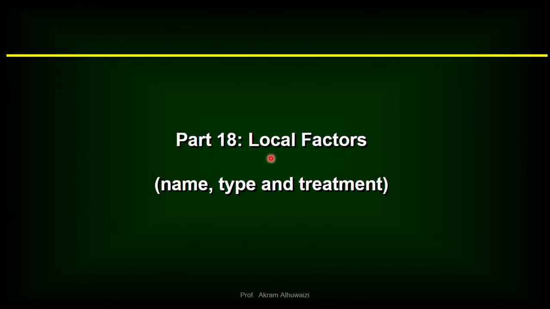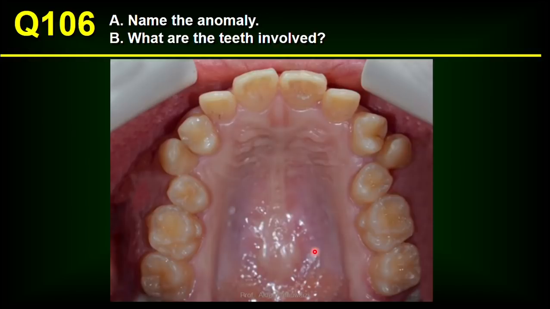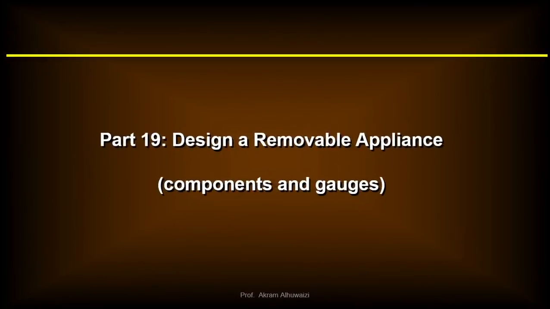Part 18 is local factors. Name the anomaly affecting the lower incisors, and the anomaly here is not just crowding, but it's 1, 2, 3, 4, 5. There's a supernumerary supplemental lower incisor. So the type of it is supplemental. Name the anomaly, and here the anomaly is transposed canine and premolar.